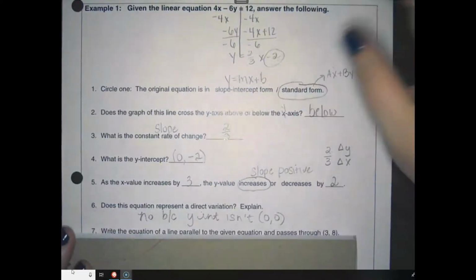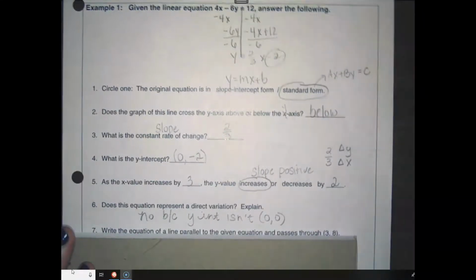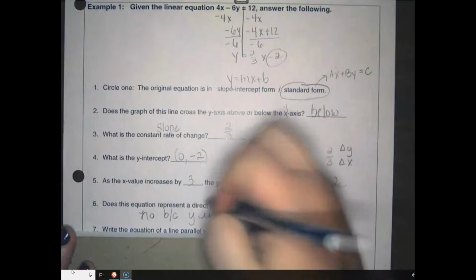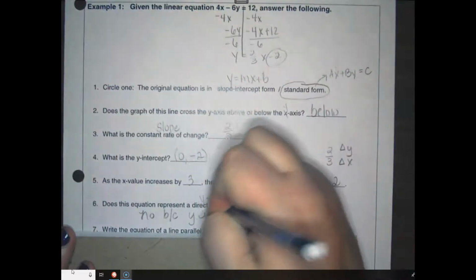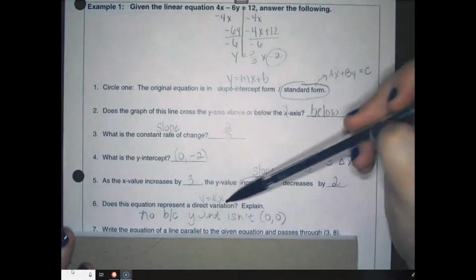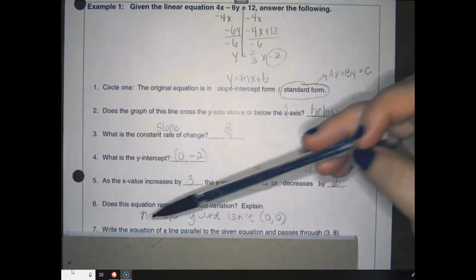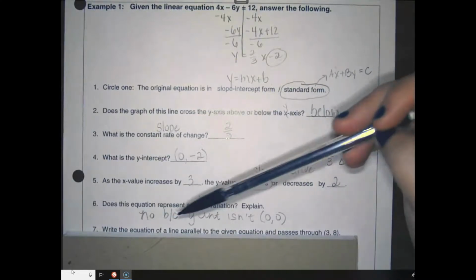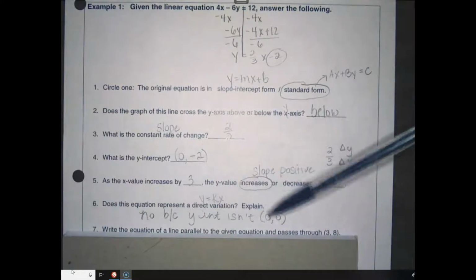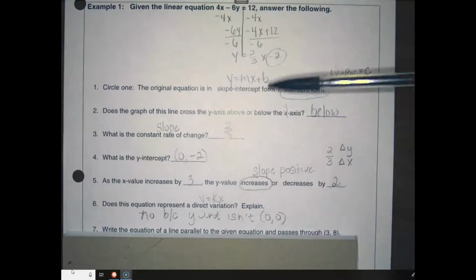Does this equation represent a direct variation? And the answer is no, because a direct variation is in the form y equals kx. In y equals kx, we have plus 0 or plus nothing there. It could also be minus 0. But no, because the y-intercept isn't 0, 0. I have something after that, a negative 2.